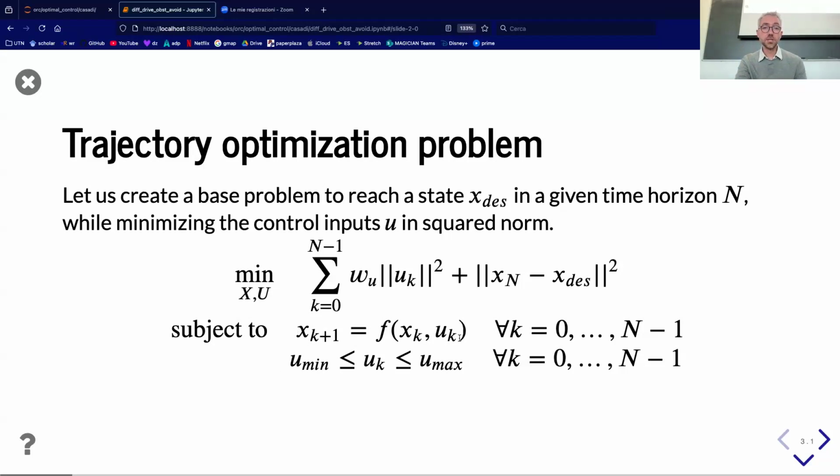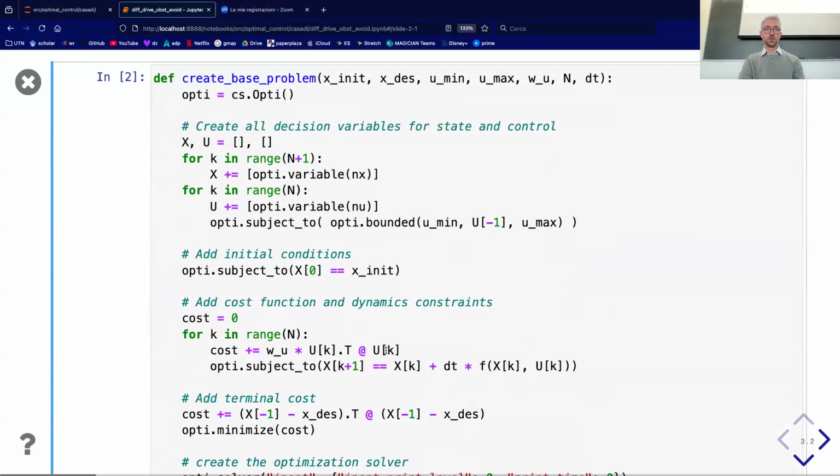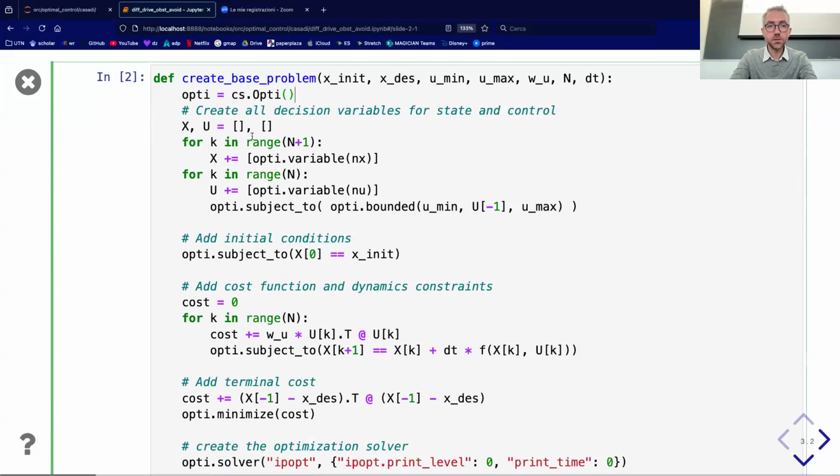The constraints are simply the dynamics of the system, and then we have some bounds on the control inputs because we don't want them to go too high. So this is the problem written down in Python code.